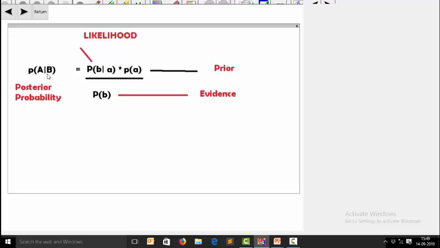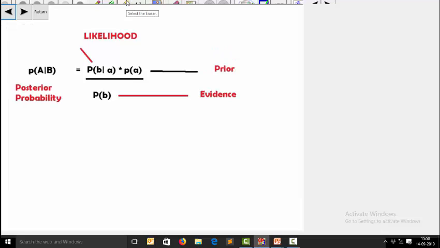Probability of A on a happening of event B is equal to probability of B on A happening multiplied by probability of A by probability of B. So you can observe that this function out here is called Bayes function.